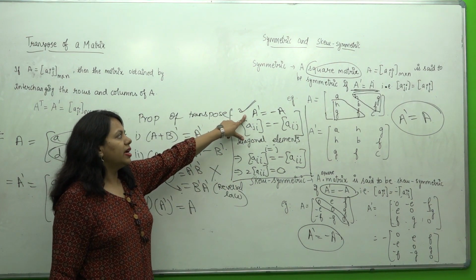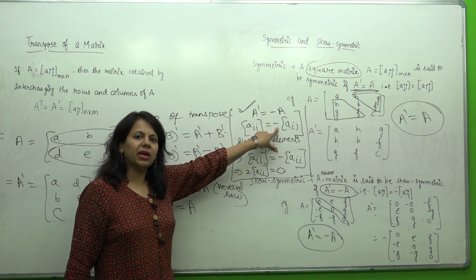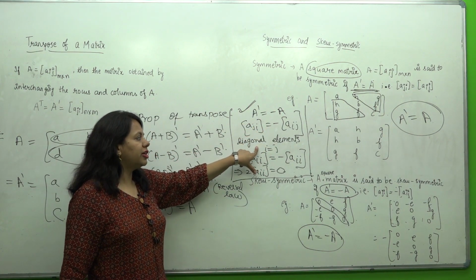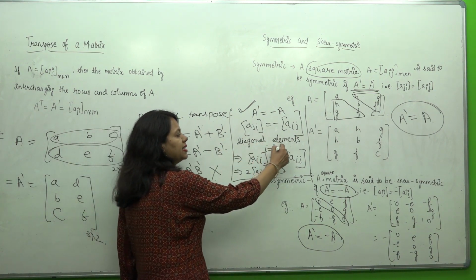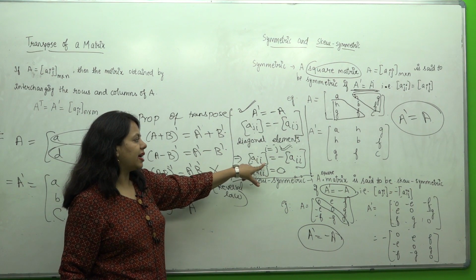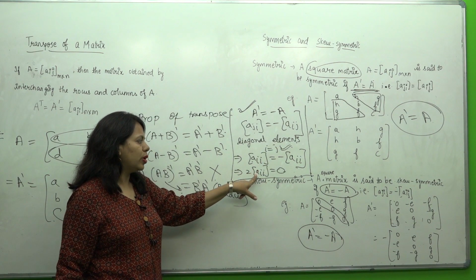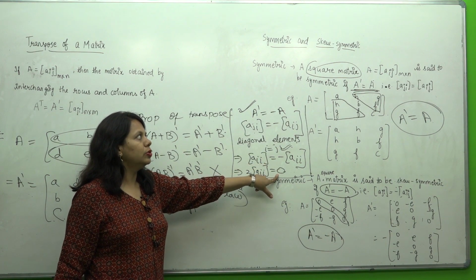So what did I do? A dash is equal to minus A. So Aji is equal to minus of Aij. Then for the diagonal elements, please do remember i is equal to j. So I replace the j with i. So what did I get? Aii is equal to minus of Aii. So 2Aii is equal to 0.